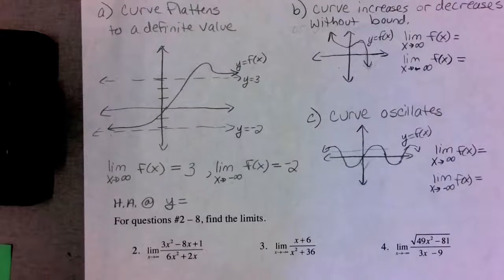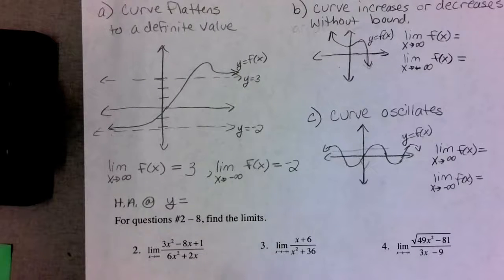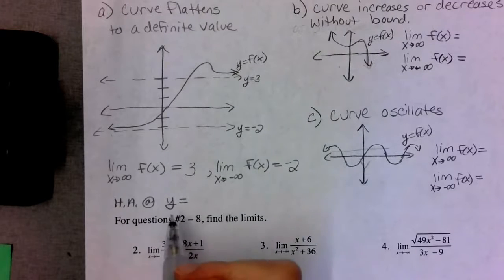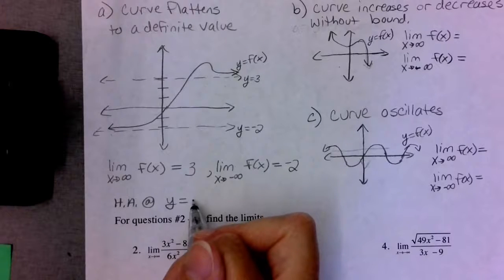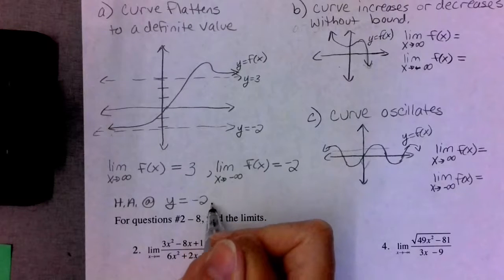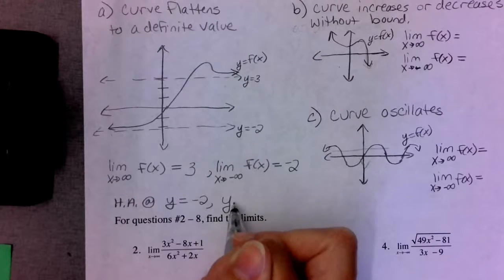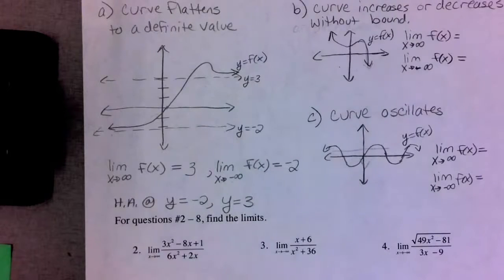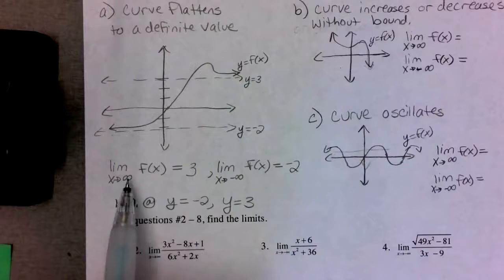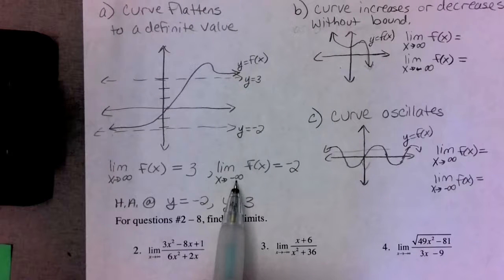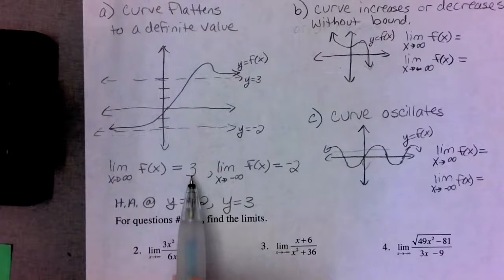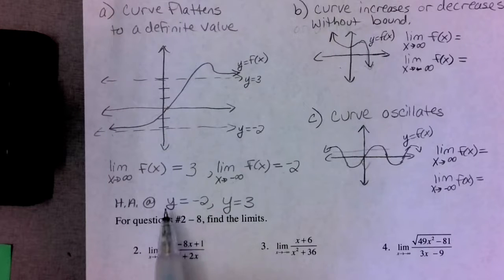So what does that mean when I'm flattening towards a specific value and I have these horizontal asymptotes? Then we write them as the equation of a horizontal asymptote. So y equals negative 2 is one horizontal asymptote, y equals 3 is the second. So limits going to infinity and negative infinity, if they produce a definite value, correspond to a horizontal asymptote in the graph.